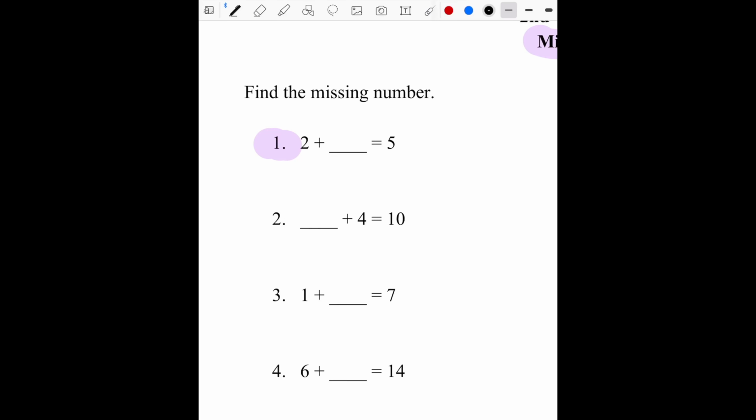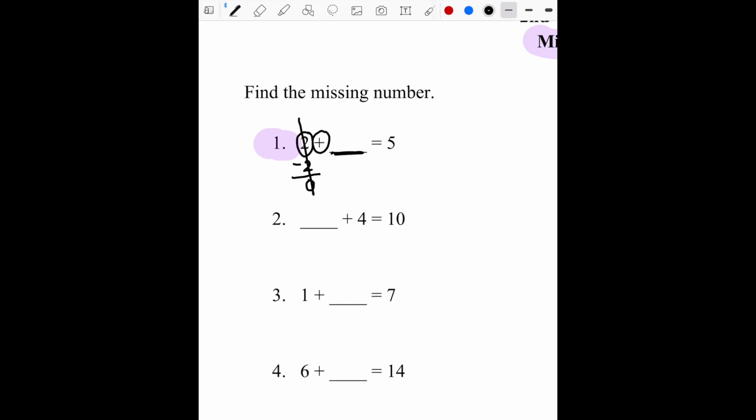All right, so for number 1, we have 2 plus a number is equal to 5. So when finding missing numbers right here, we have to look at this sign and simply do the opposite. So the opposite of addition is subtraction. And what we are subtracting is this number right here to both sides. So 2 minus 2 is equal to 0. And we're doing that simply to cancel it out.